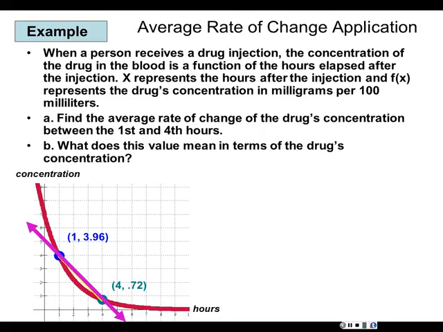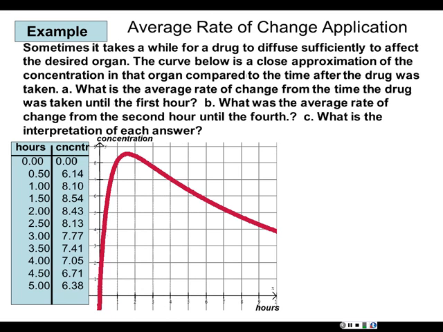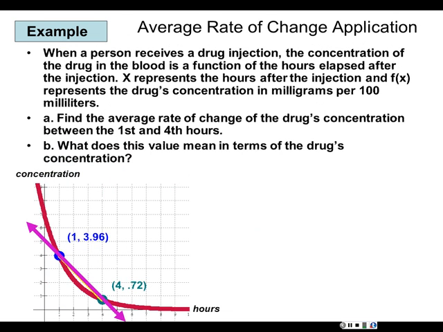So this kind of question you can answer from the rate of change, or slope. All you need to do is apply the formula we know. Let's apply the formula here. For example, you know this point is the first hour, so x is 1, and the concentration is 3.96. At the fourth hour, the concentration is 0.72.